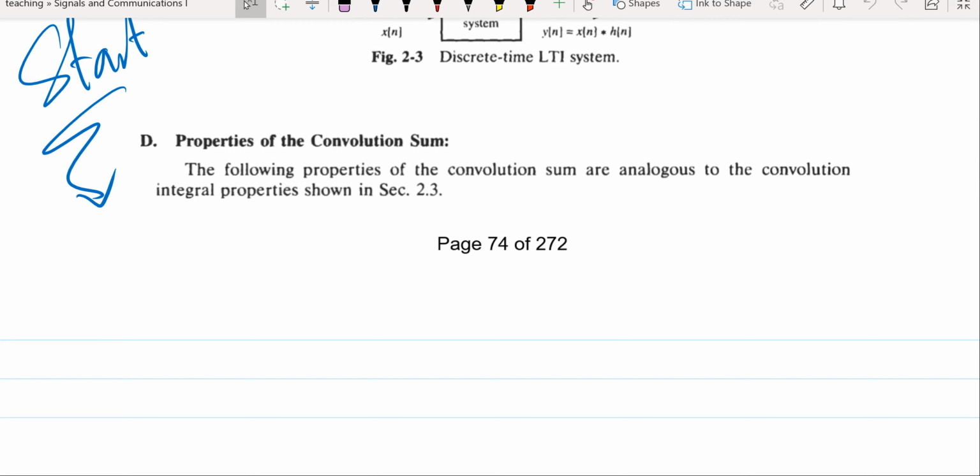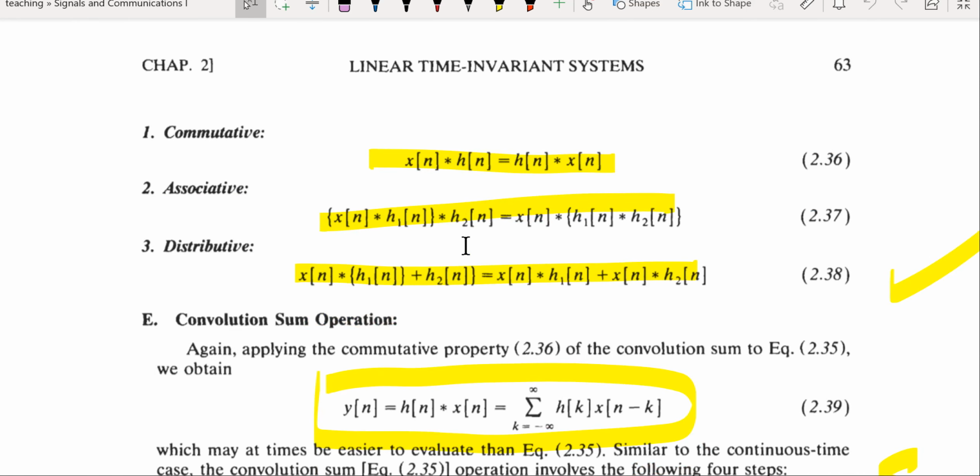The following properties of the convolution sum are analogous to the convolution integral properties that we have seen in section 2.3. The first property is that the convolution sum is commutative. If you convolve x of n with h of n, it is the same as h of n convolved with x of n. There is no difference.